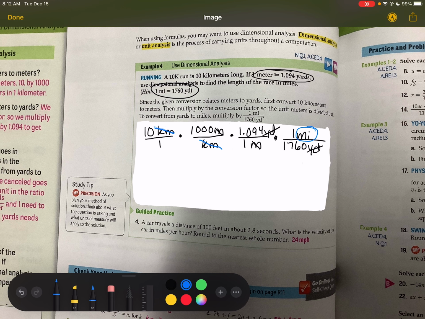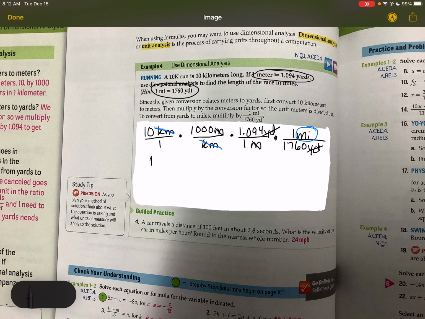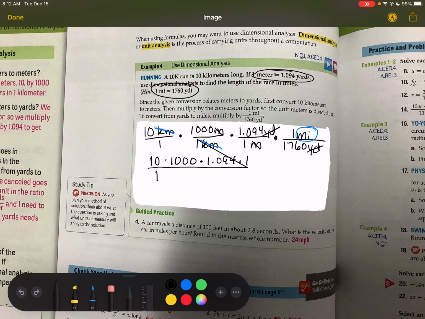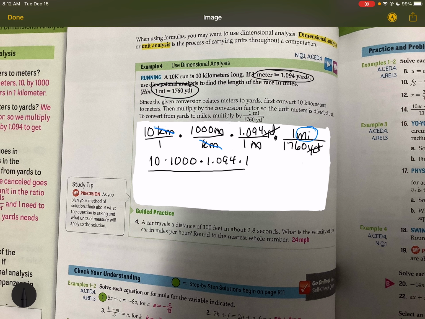So what you're going to do is you're just going to multiply across. So in the numerator then, I have a 10, I have 1,000, I have 1.094, and I have a 1 there at the end. And then in the bottom, I have a 1, I have a 1, I have a 1, and I have 1,760. So I'm just going to type that into the calculator and solve.